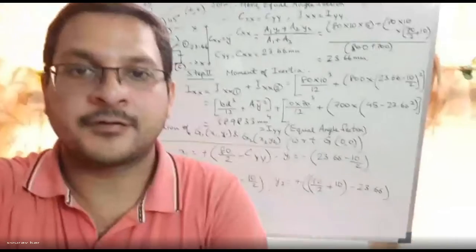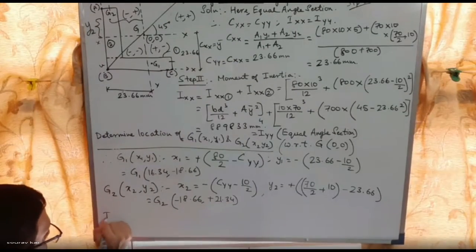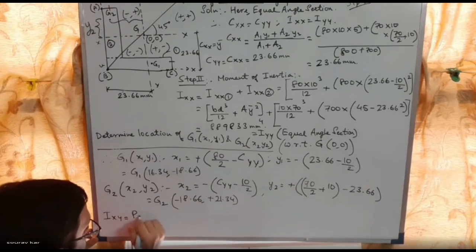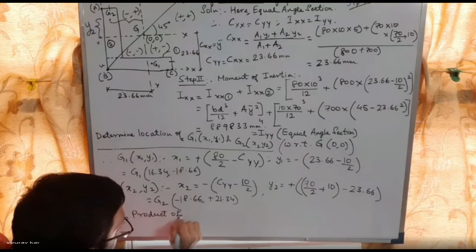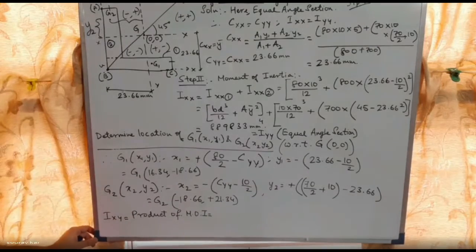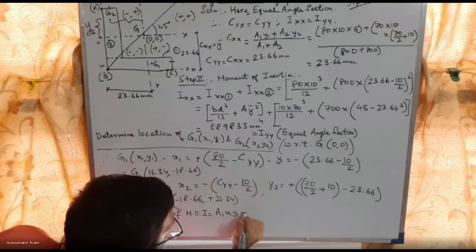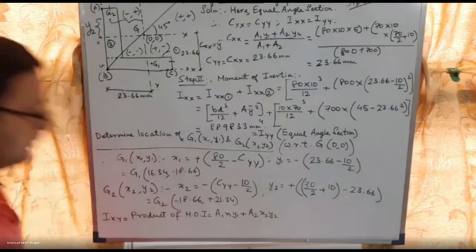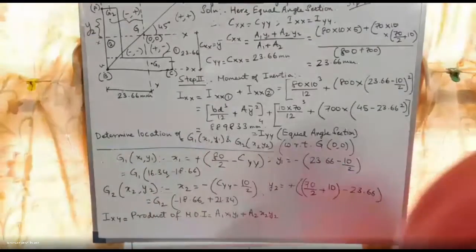So after finding out G1 and G2, we have to find out the product of moment of inertia, Ixy. What is product of moment of inertia? I already told you, a1 x1 y1 plus a2 x2 y2.